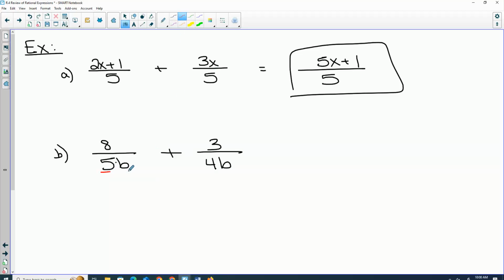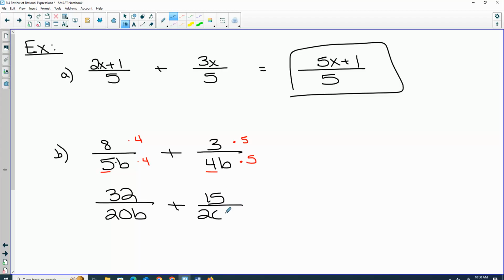Look at your coefficients, 5 and 4. What can you turn both of those into? 20. So you would have to take this one times 4 on both the top and the bottom. This one has to get multiplied by 5. And we do it on both the numerator and denominator so that we aren't changing the original problem. So that gives me 32 over 20b plus 15 over 20b. Now my denominators match, so we add the tops together, so we get 47 over 20b.